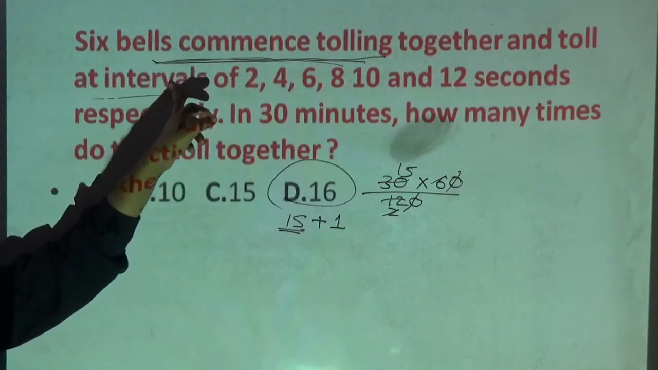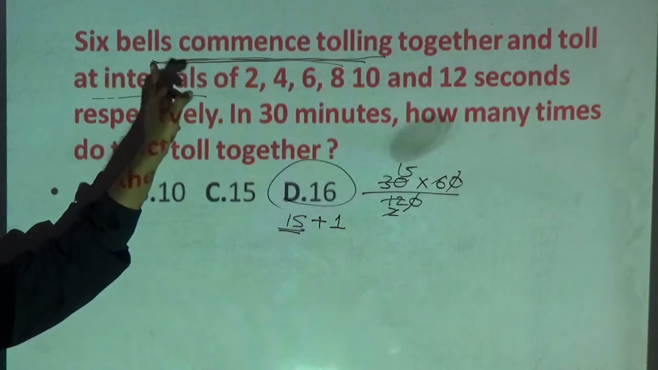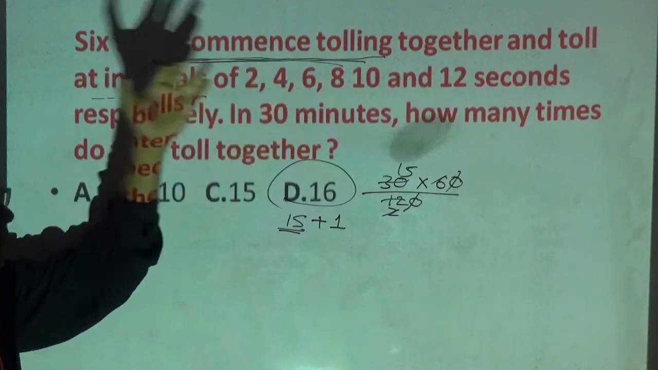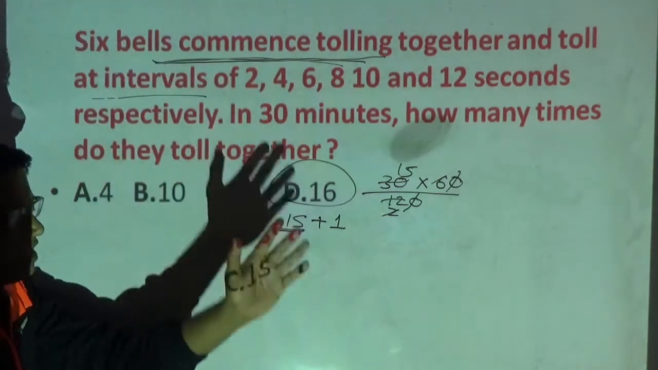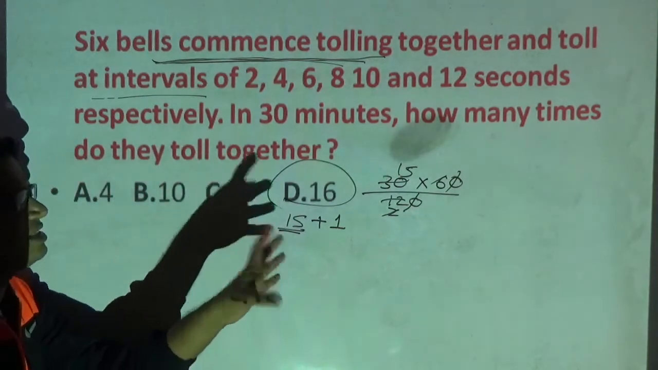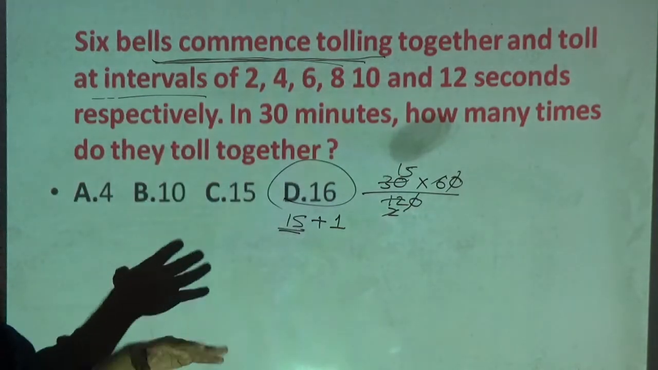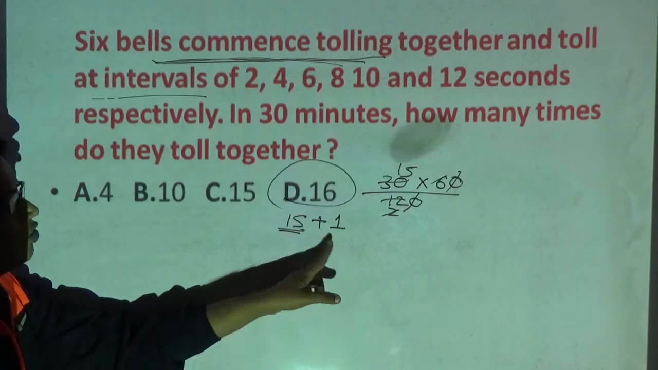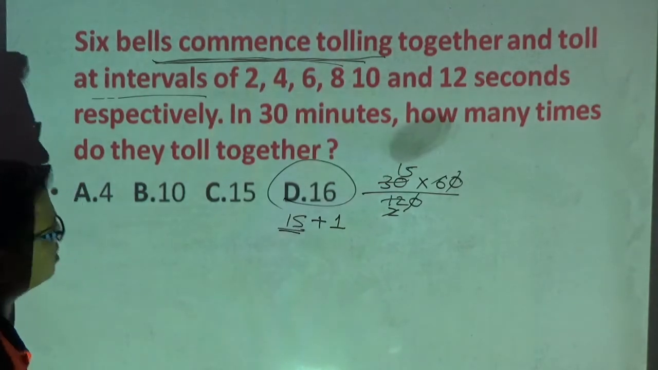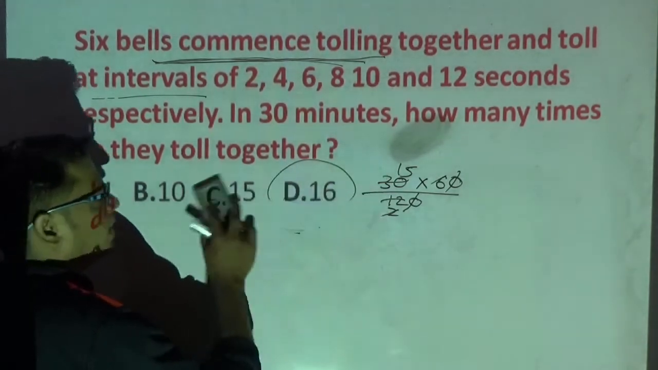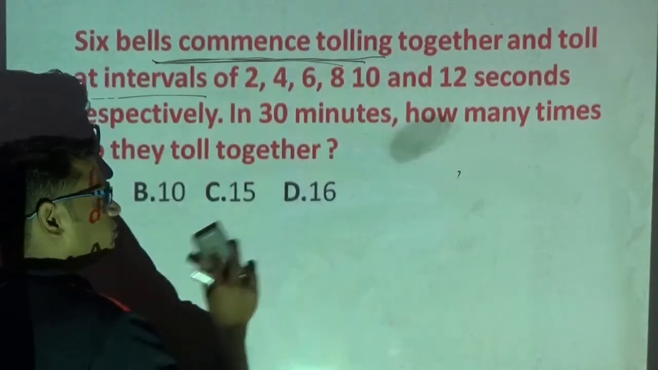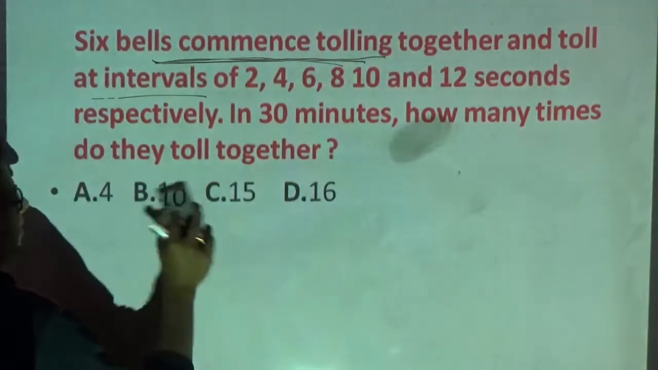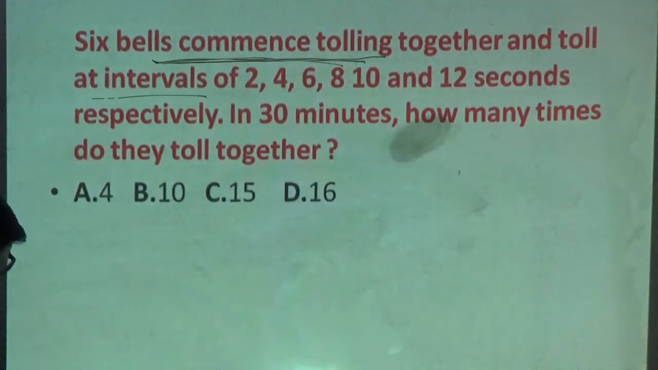Please see the question very carefully. They have given 6 bells commence tolling together. That means when I started observing these 6 bells, they were already tolling. After that, they tolled 15 times. Totally how many times? 16 times. Therefore, the answer is option D. Many students will commit mistakes by selecting option C. I will go for the next problem.